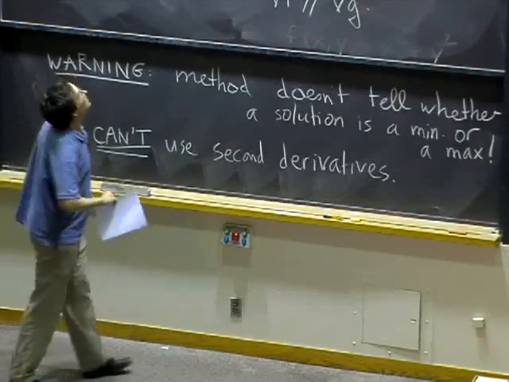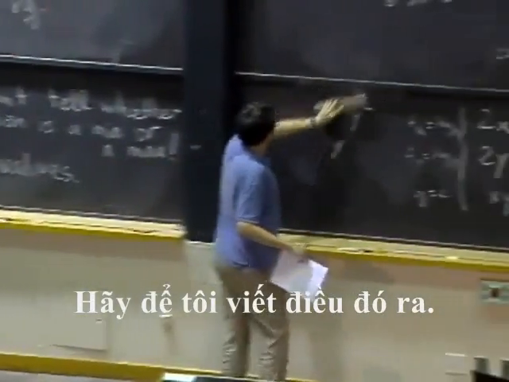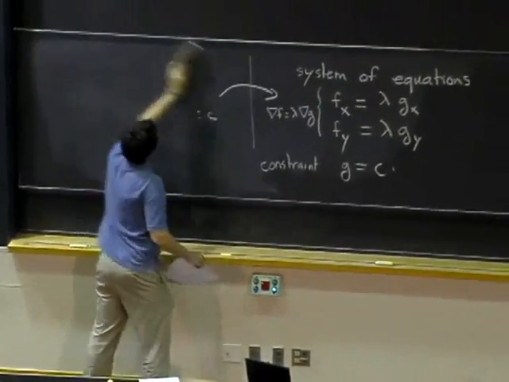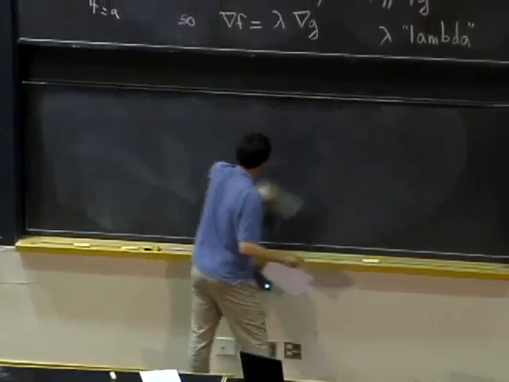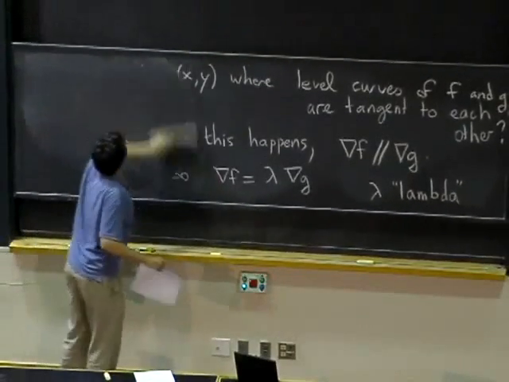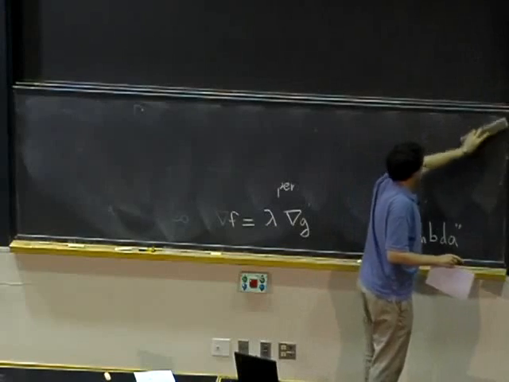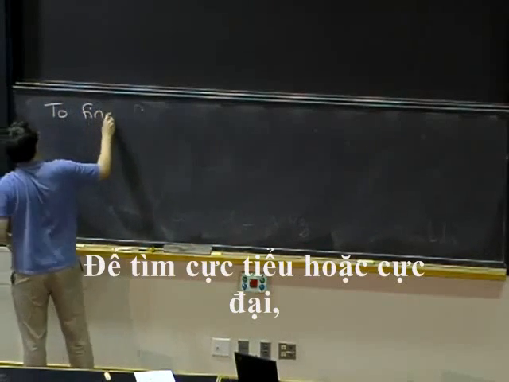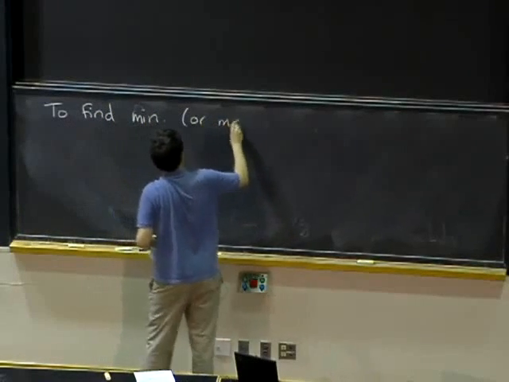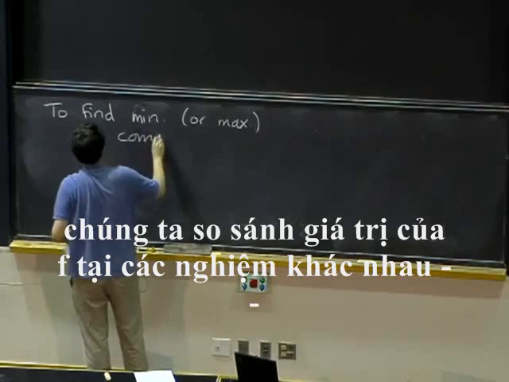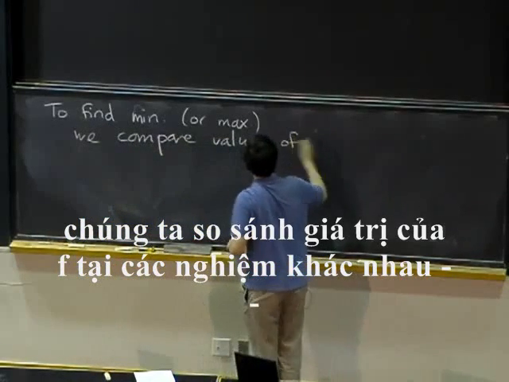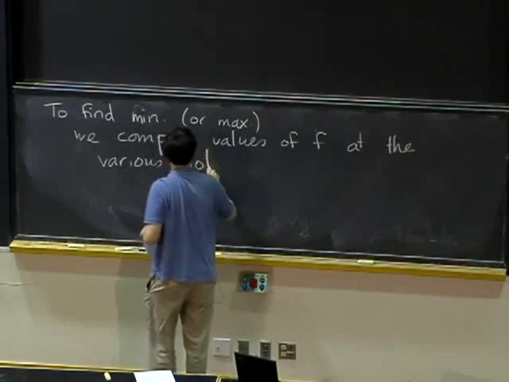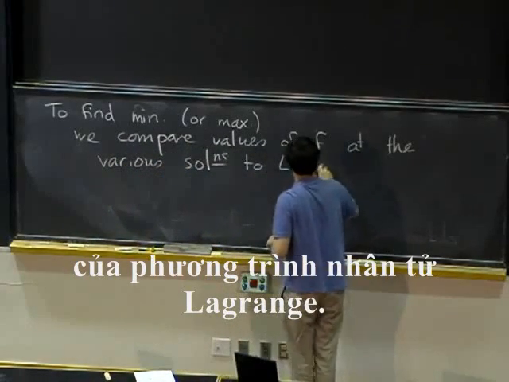Is that good enough? Okay. So let me actually write that down. To find the minimum or the maximum, we compare the values of f at the various solutions to the Lagrange multiplier equations, to the Lagrange equations.